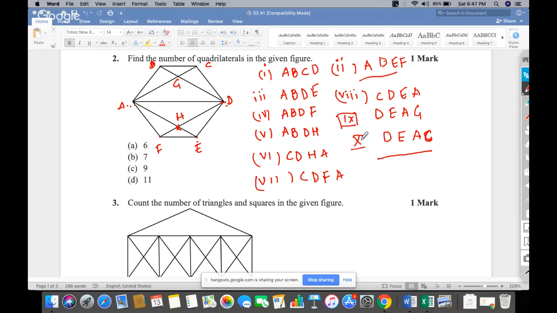So how many have I written? I have written 10. 11th one can be DHAG, the middle one. So how many quadrilaterals have I added? I have added 11 quadrilaterals. This is the answer for you. Now solve question number 3.